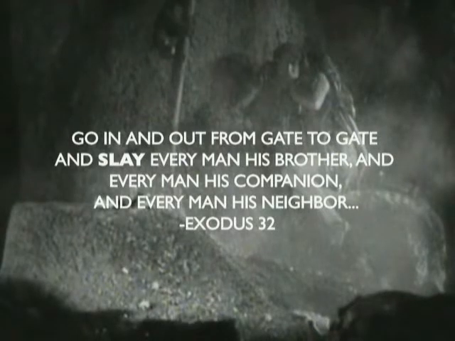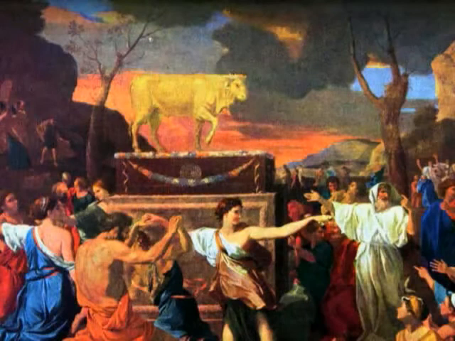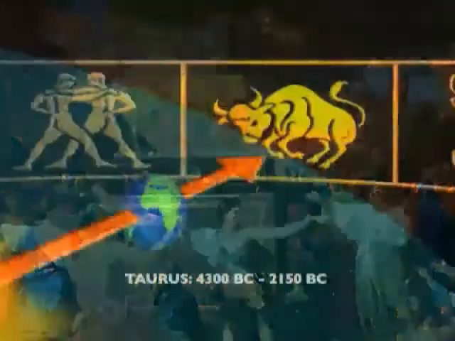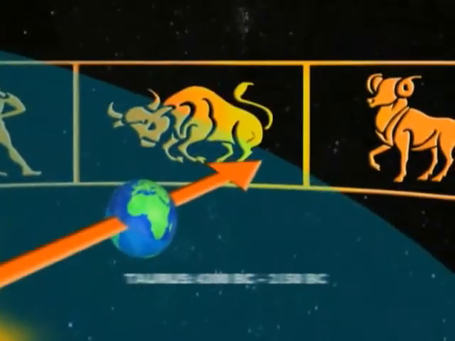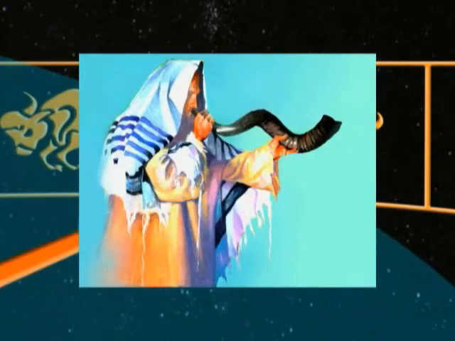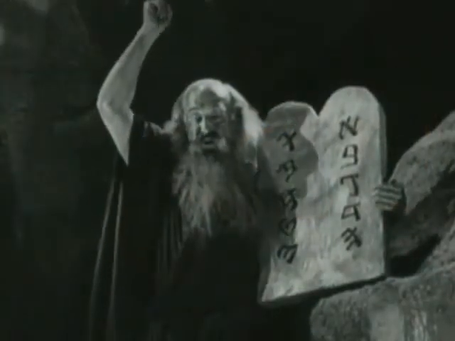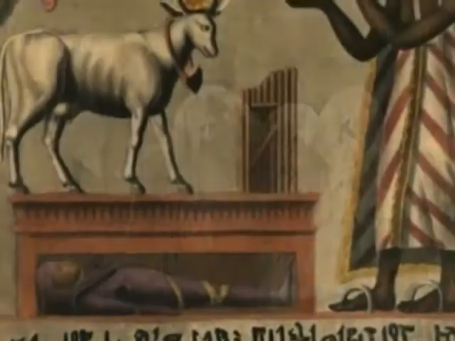Most biblical scholars will attribute this anger to the fact that the Israelites were worshiping a false idol or something to that effect. The reality is, the golden bull is Taurus the bull, and Moses represents the new age of Aries the ram. This is why Jews even today still blow the ram's horn. Moses represents the new age of Aries, and upon the new age, everyone must shed the old age.